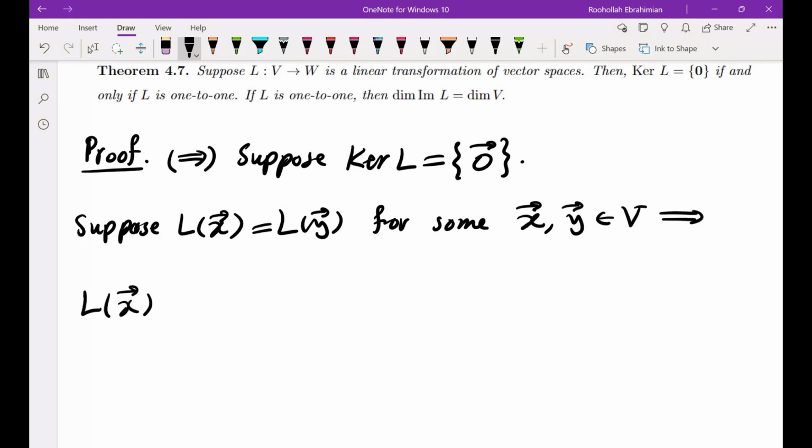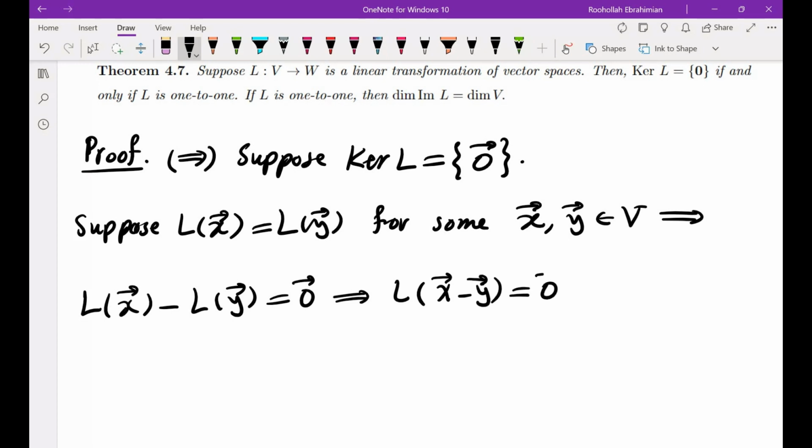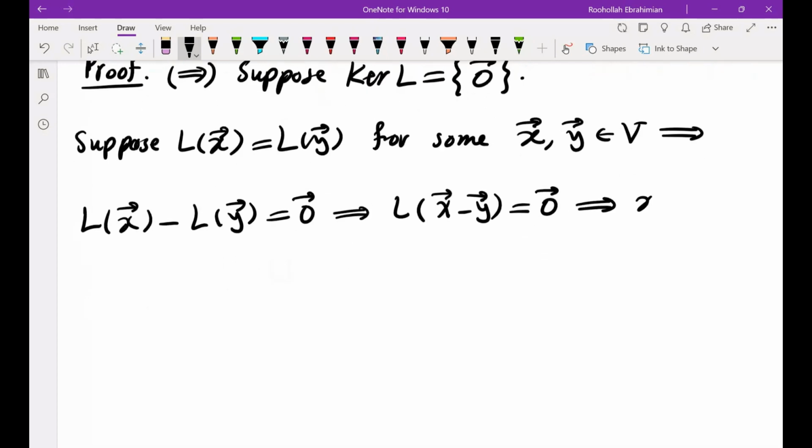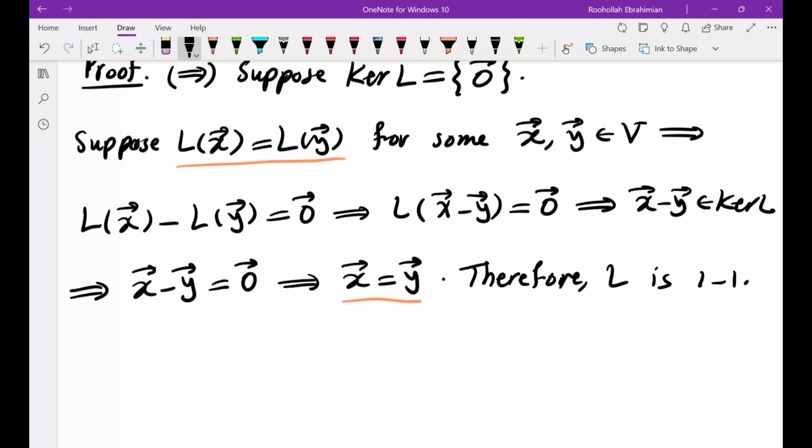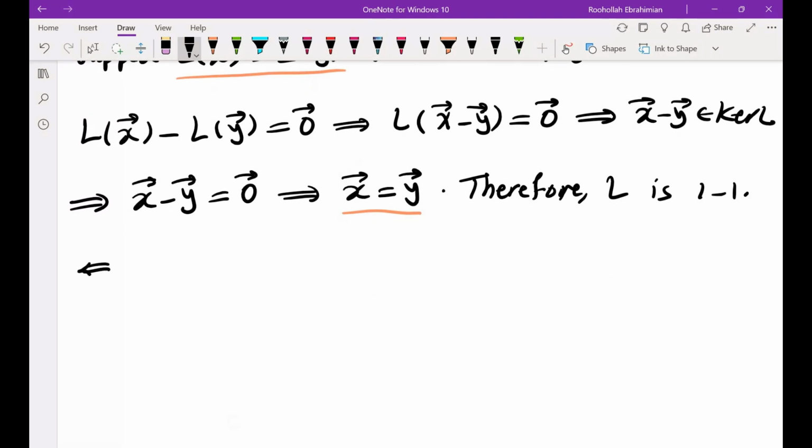So if we bring everything to the same side, we get this equals 0, which means L of x minus y is 0. Now, this tells us that x minus y, by definition, is in the kernel. But the kernel contains only one single point. That means x minus y is 0, and that means x equals y. So what we showed was, if L of x is equal to L of y, then x is equal to y. Therefore, L is one-to-one. That's exactly the definition of one-to-one: if L of x equals L of y, then x and y are the same. So now we're going to do the backward direction.